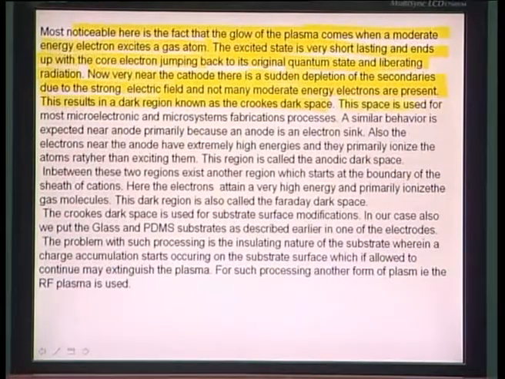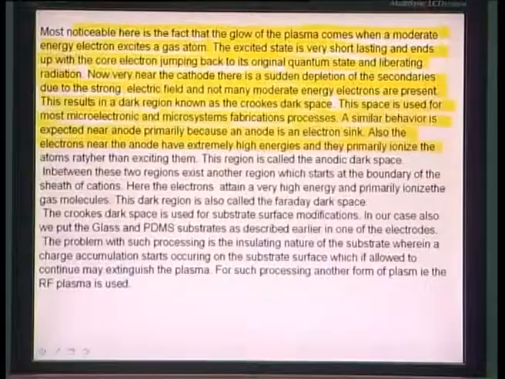The space is used for most microelectronic and microsystems fabrication processes, as I am going to illustrate in just about the following slides. A similar behavior is observed or expected near the anode, primarily because the anode is an electron sink. It would be able to capture most of the electrons, being at a higher or positive potential. Also the electrons near the anode have extremely high energies, and they would rather primarily ionize the atoms than excite them into their moderate states.